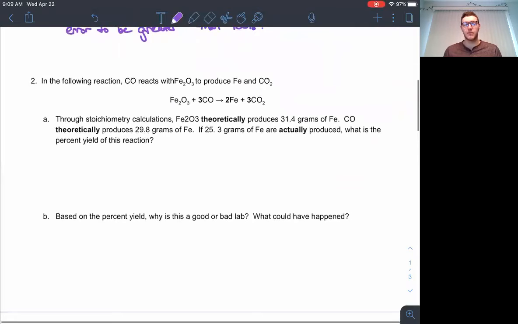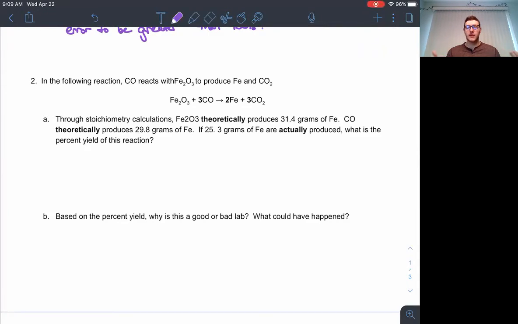The second problem says, in the following reaction, carbon monoxide and iron oxide produce iron and carbon dioxide. From the stoichiometry calculations, iron oxide theoretically produces 31.4 grams of iron. Carbon monoxide theoretically produces 29.8 grams of iron. If 25.3 grams of iron were actually produced, what's the percent yield of this reaction? So again, we have to determine what our theoretical yield is. Is it going to be the 31.4 grams of iron or the 29.8 grams of iron?